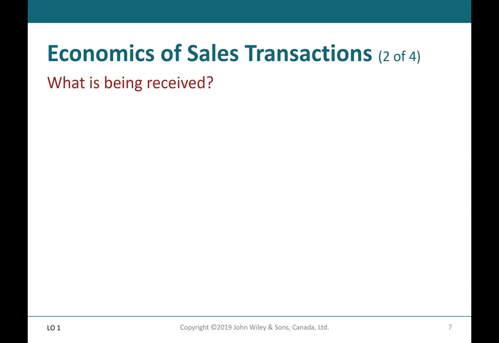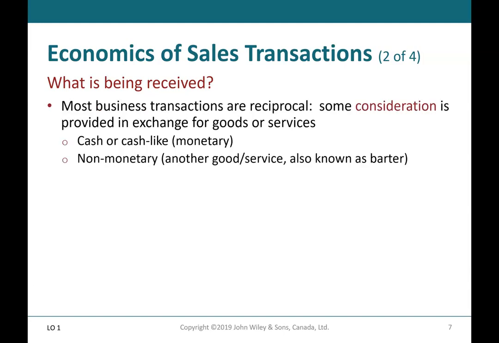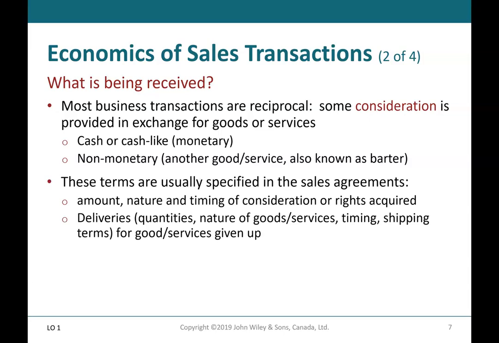Economics of sales transactions, 2 of 4. What is being received? Most business transactions are reciprocal. Some consideration is provided in exchange for goods or services. Cash or cash-like, monetary. Non-monetary, another good or service, also known as barter. These terms are usually specified in the sales agreements: amount, nature and timing of consideration or rights acquired, deliveries, quantities, nature of goods and services, timing, shipping terms for goods and services given up.